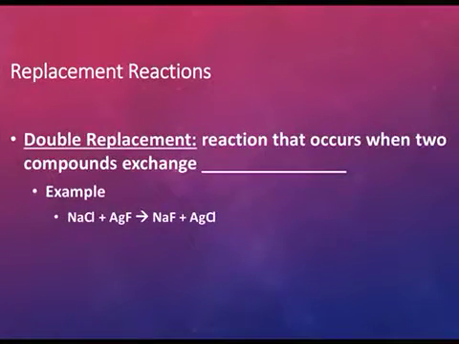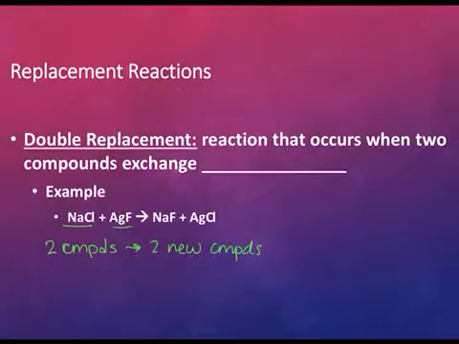A double replacement reaction is when you start with 2 compounds and you get 2 new compounds, because they switch ions. So sodium's a plus ion, as is silver. They're both plus ones. The chlorines are minus, and so is fluorine. And you'll notice then that they switch the positive and their negative partners. So sodium now pairs with fluorine, and calcium now pairs with silver.